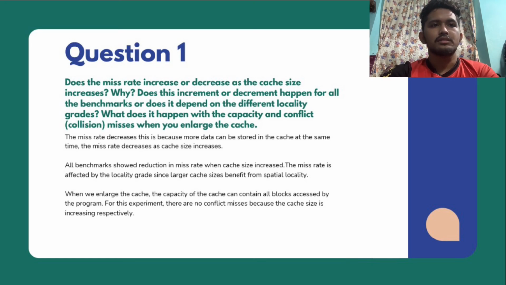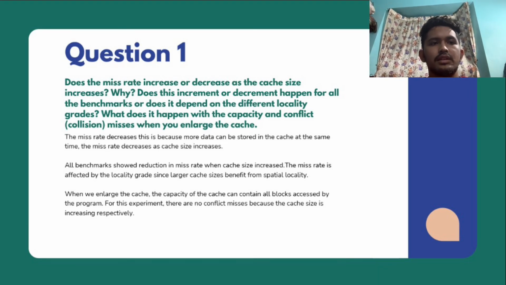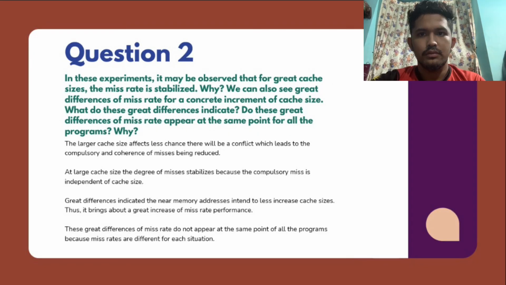All benchmarks showed a reduction in miss rate when the cache size increases. The miss rate is affected by the locality grade since larger cache sizes benefit from spatial locality. When we enlarge the cache, the capacity of the cache can contain all blocks accessed by the program. For this experiment, there are no conflict misses because the cache size is increasing respectively.